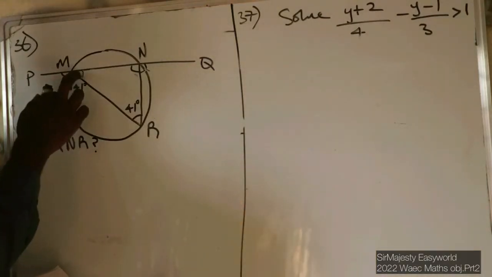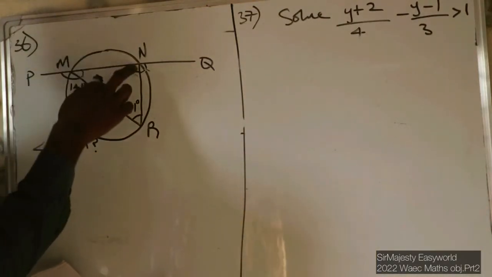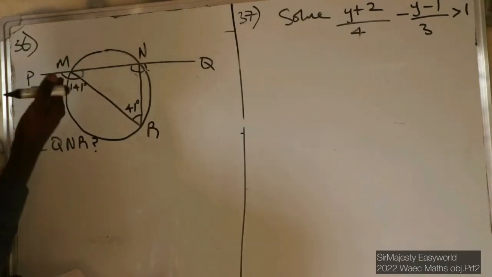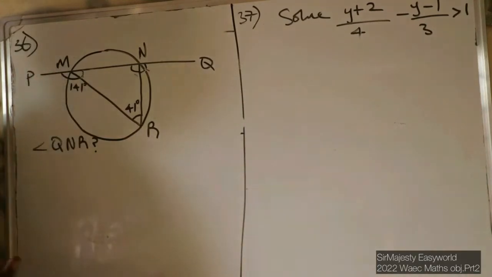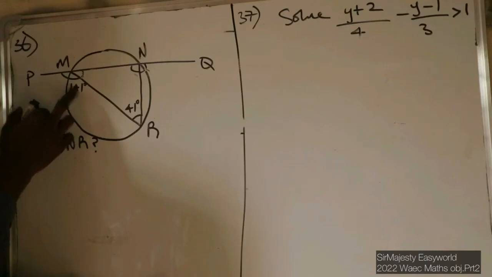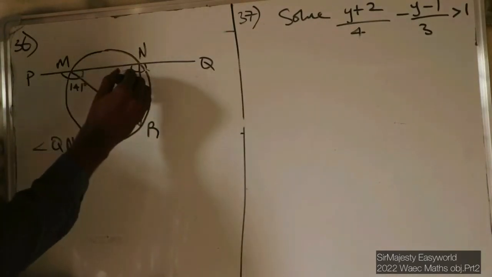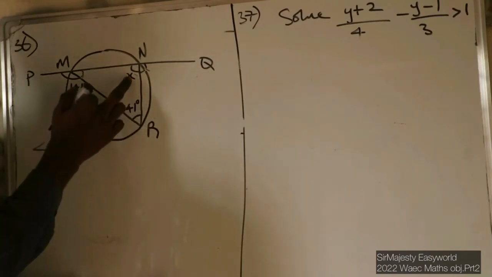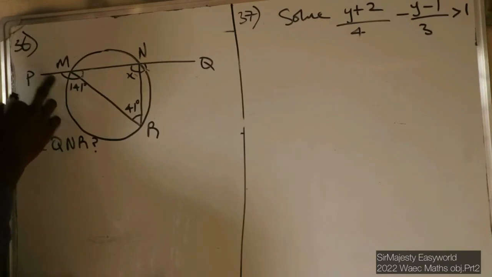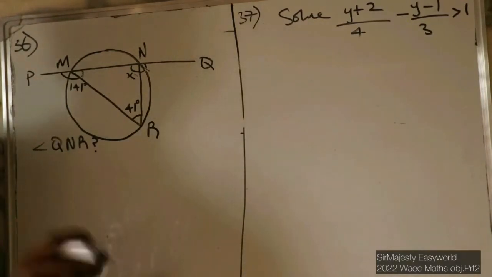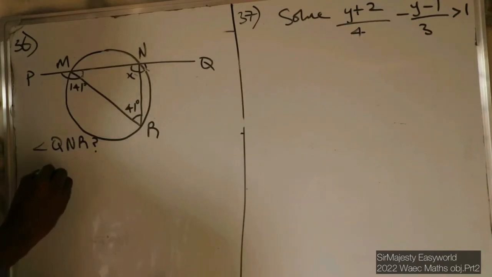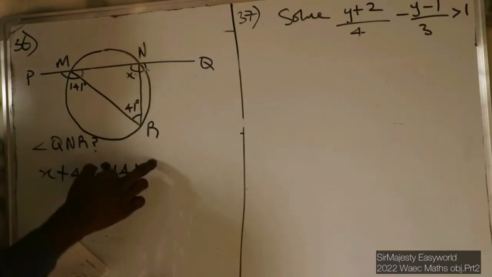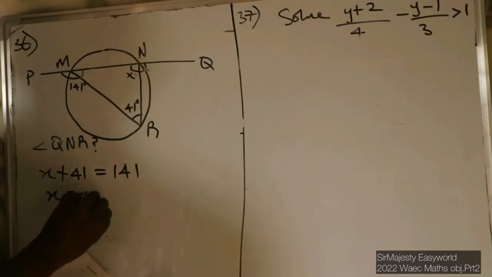To find this angle, we'll need to find a few other angles, or we can use a circle theorem to solve this. Let's call this angle x for convenience. So we can say that 41 plus x is going to give us 141. This is a theorem in mathematics. I can't remember what it's called exactly, but I'm sure it's a theorem. So x plus 41 is equal to 141, so we have x is equal to 100.